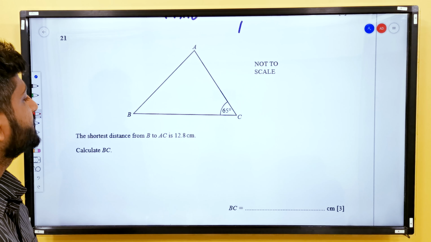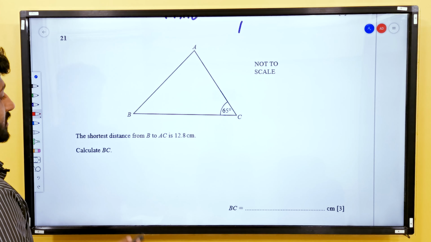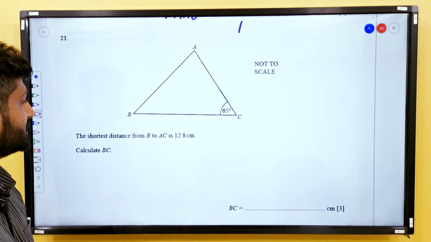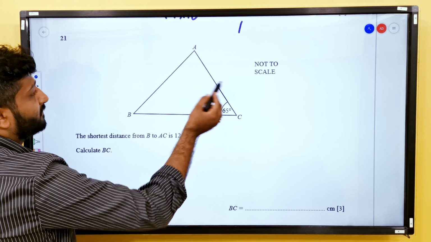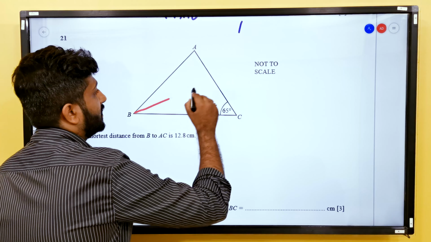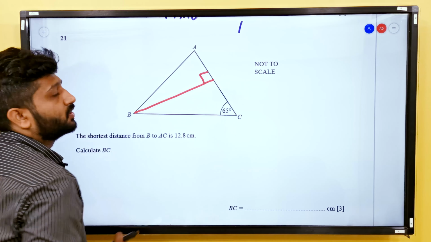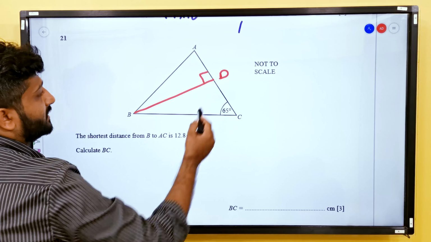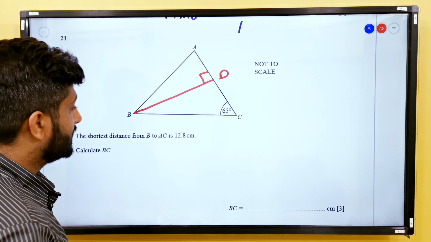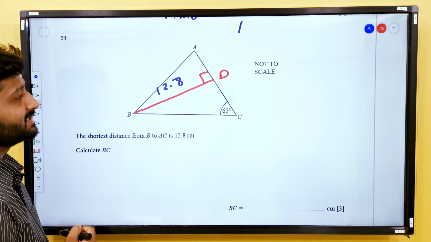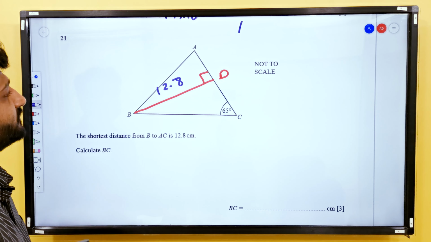The shortest distance from B to AC is 12.8 centimeter. Calculate BC. Shortest distance from B to AC means the shortest distance is always perpendicular to the opposite side. So let's say this is intersecting at point D. This shortest distance is given to us as 12.8 centimeter. We are supposed to find BC.